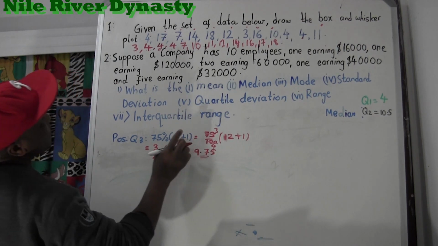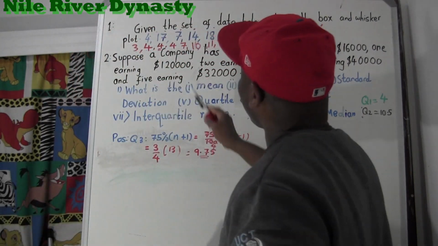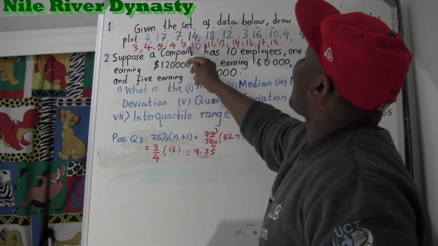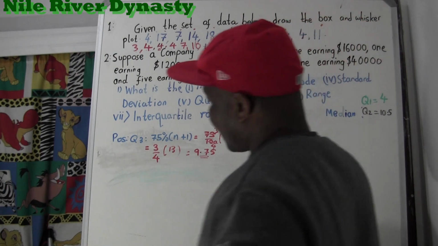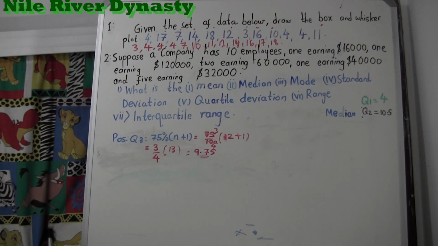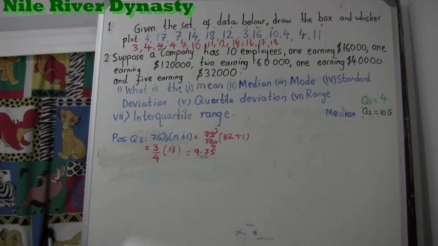But 9.75 is almost 10. So I'm going to come here. 9.75. Now go 1, 2, 3, 4, 5, 6, 7, 8, 9. Means I'll take the next one, because it's more than a half. You know what I'm saying? So my quartile 3.